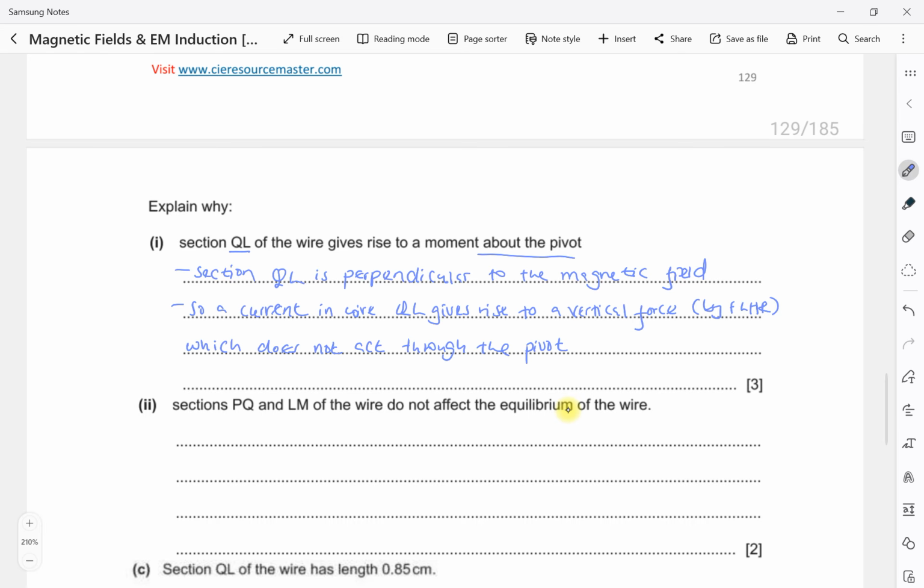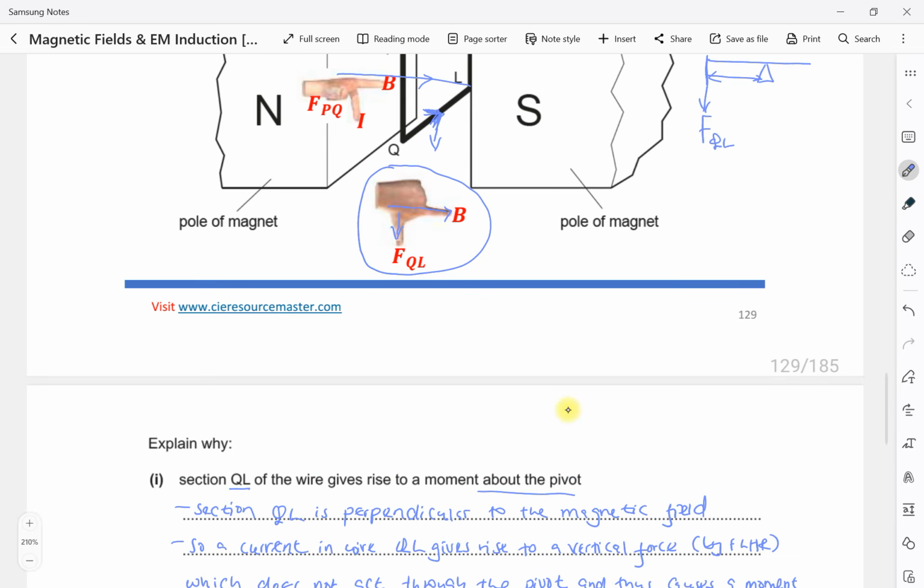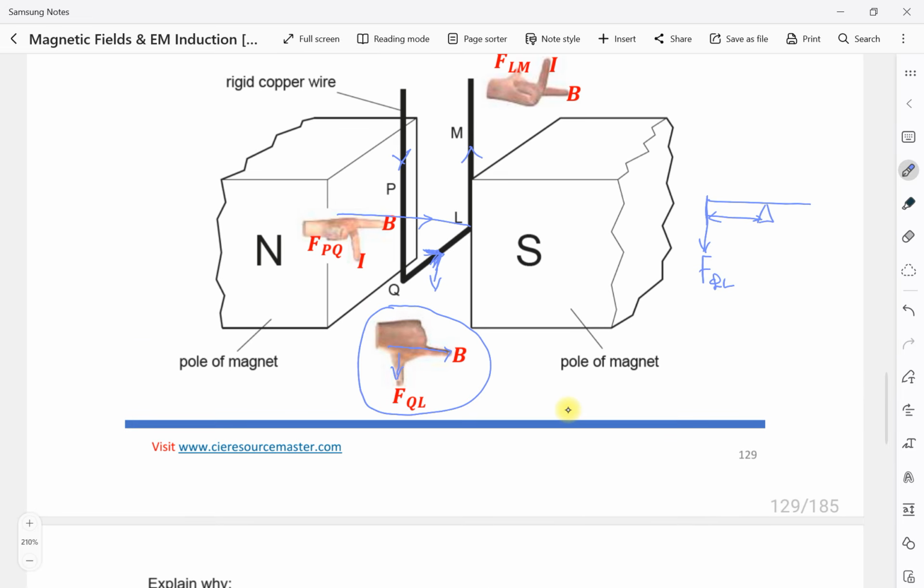The force does not act through the pivot and thus causes a moment. Thus it causes a moment about the pivot. So a current in wire QL will give rise to a vertical force. So the force is going to be vertical by Fleming's left-hand rule. Therefore, since this force does not act through the pivot, it means it causes a moment.